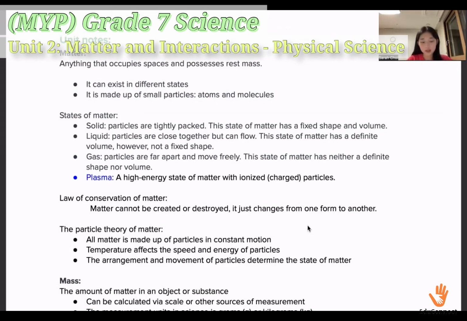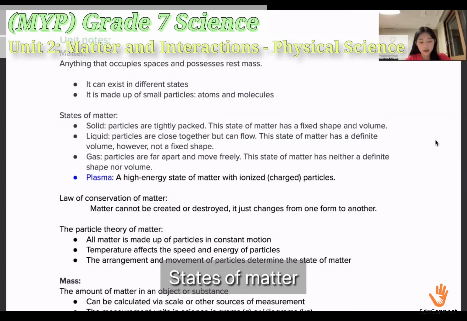So starting off with the title itself, matter is defined as anything that occupies space and possesses rest mass. Matter can exist in different states, and it is made out of small particles, which are atoms and molecules.